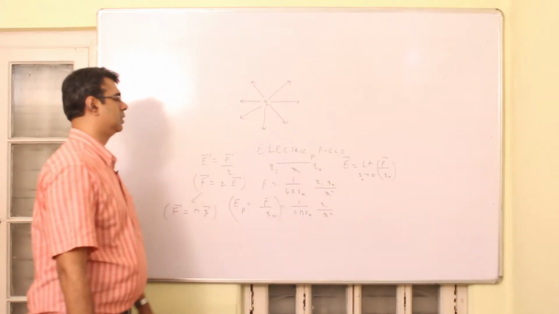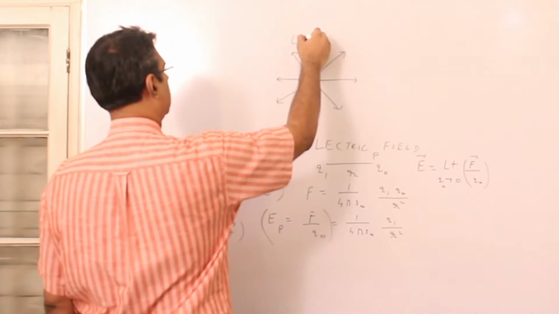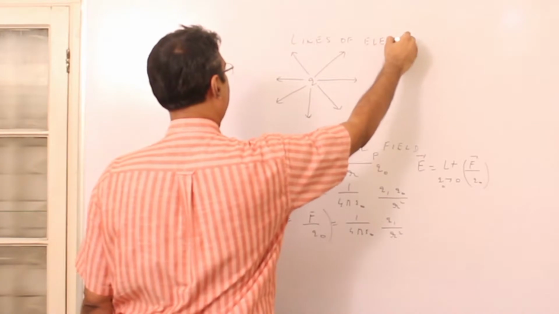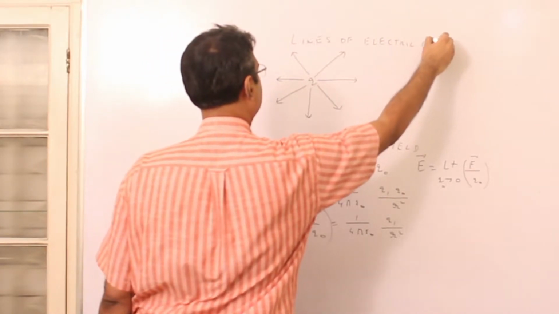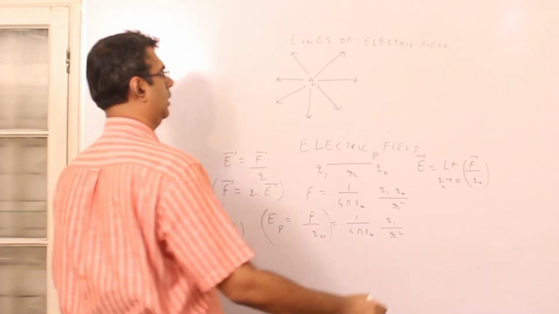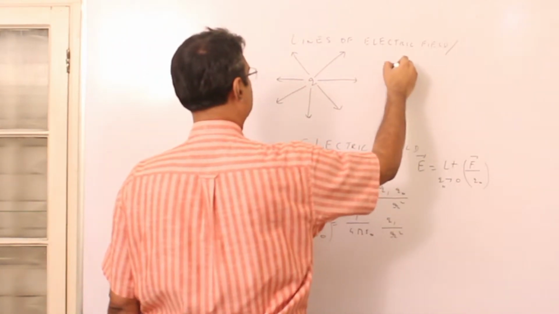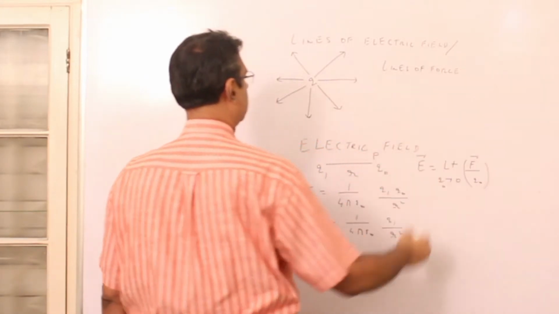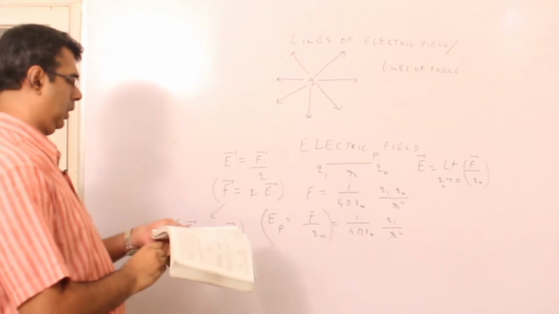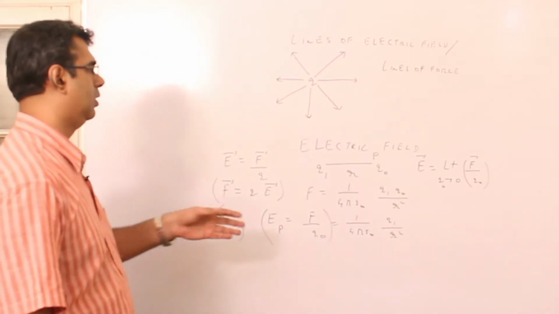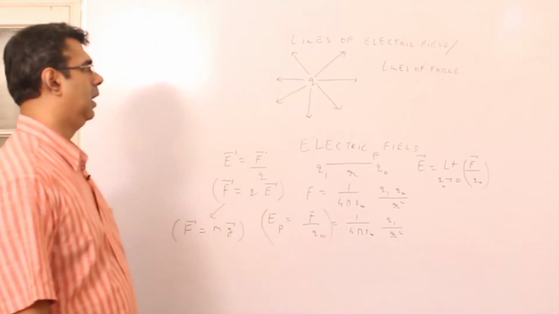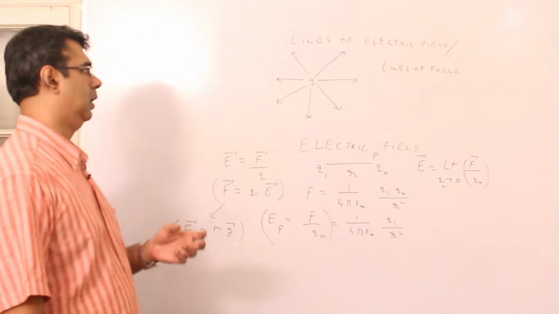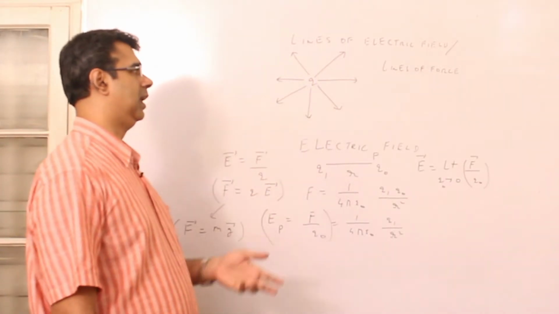Now, these arrows are called lines of electric field, right? And they are also called lines of force. So, what exactly is a line of force? It gives the direction of electric field at any point in space, and to obtain it, all we have to do is visualize a positive test charge placed at that point.